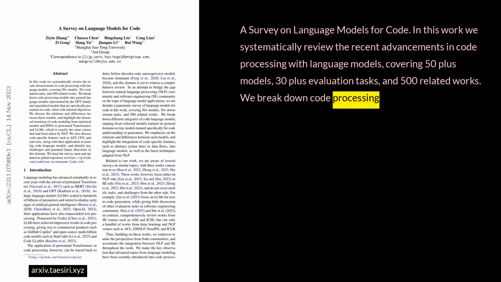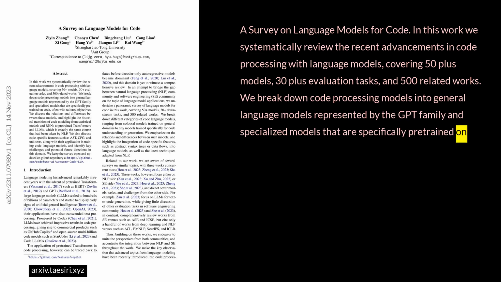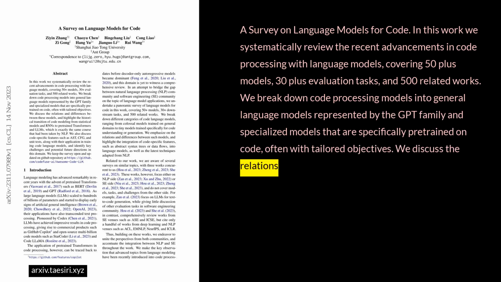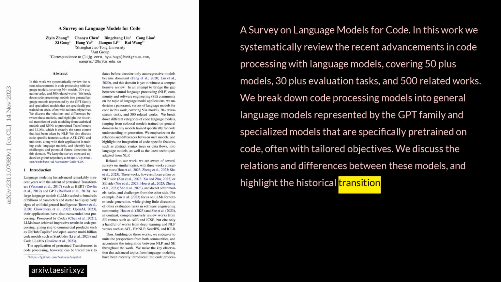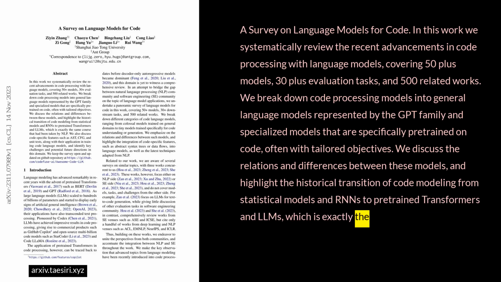We break down code processing models into general language models represented by the GPT family and specialized models that are specifically pre-trained on code, often with tailored objectives. We discuss the relations and differences between these models and highlight the historical transition of code modeling from statistical models and RNNs to pre-trained transformers and LLMs, which is exactly the same course that had been taken by NLP.